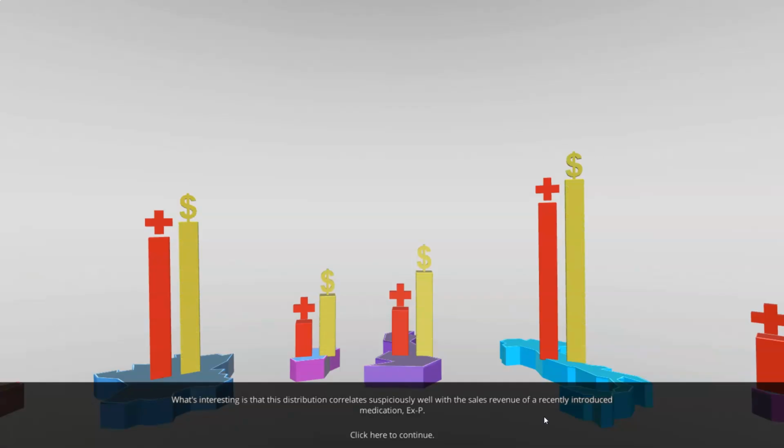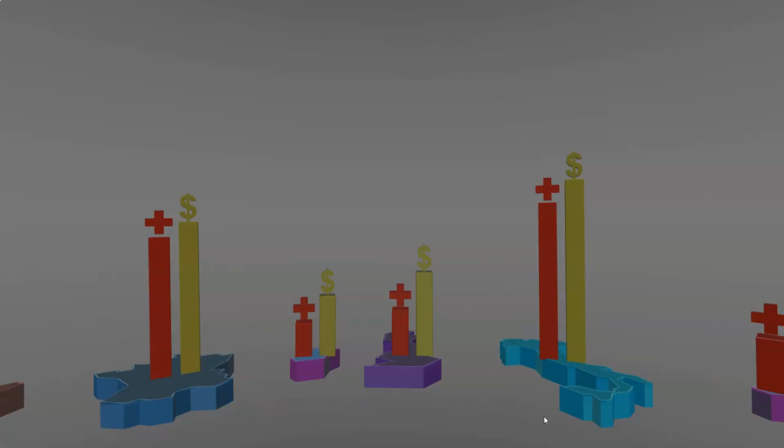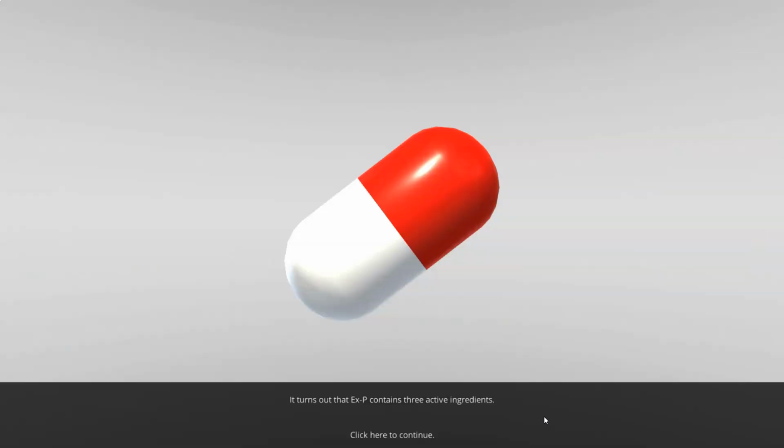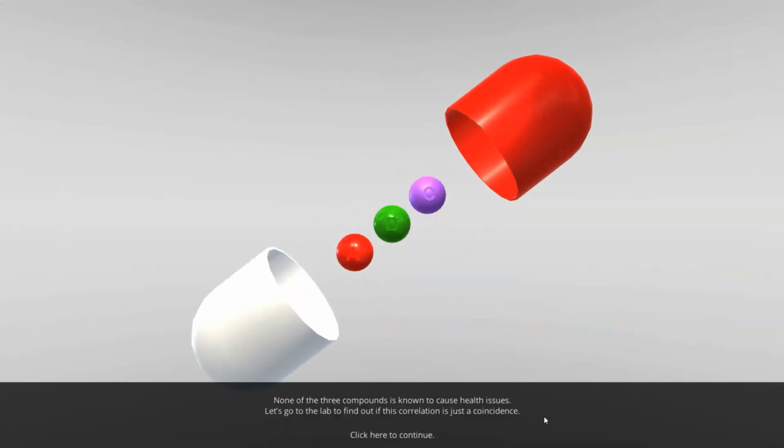What's interesting is that this distribution correlates suspiciously well with the sales revenue of a recently introduced medication, XP. XP is heavily advertised as a tonic and restorative medication in all of the affected countries. It turns out that XP contains 3 active ingredients. None of the 3 compounds is known to cause health issues. Let's go to the lab to find out if this correlation is just a coincidence.